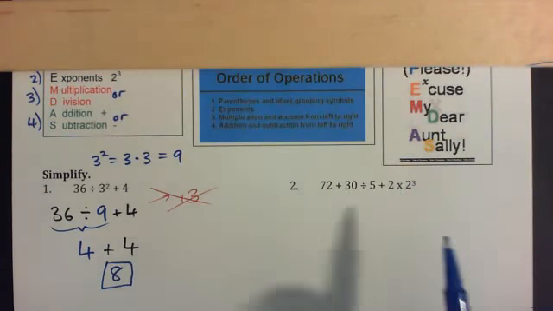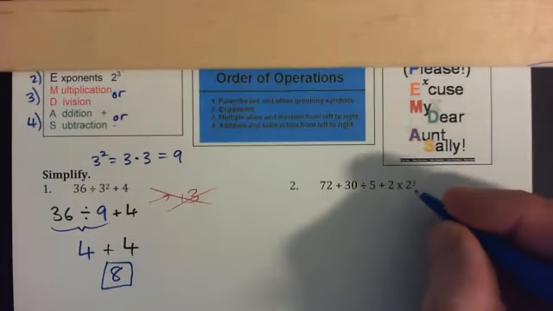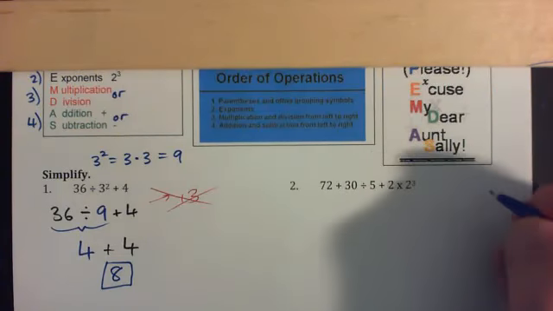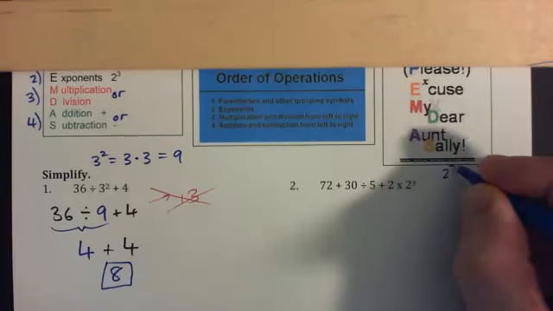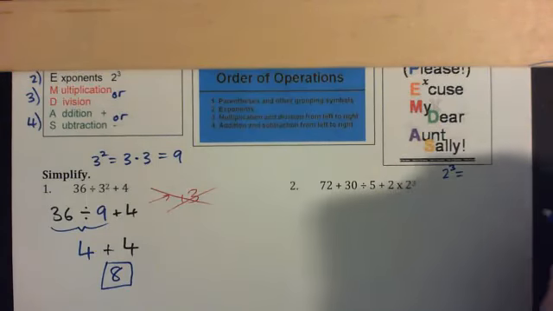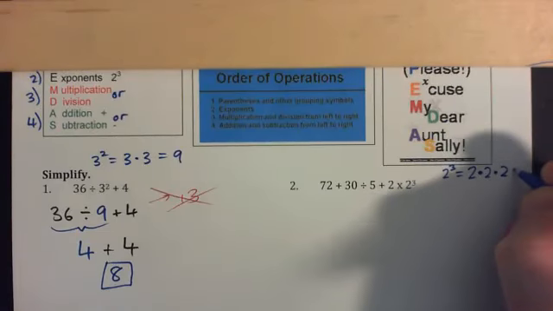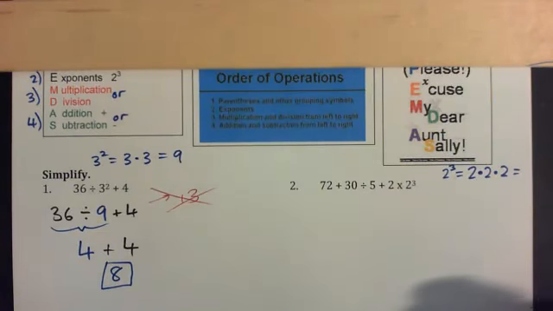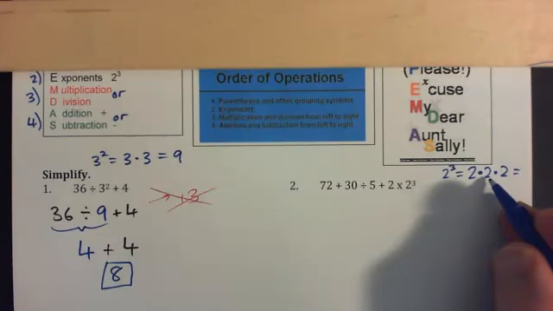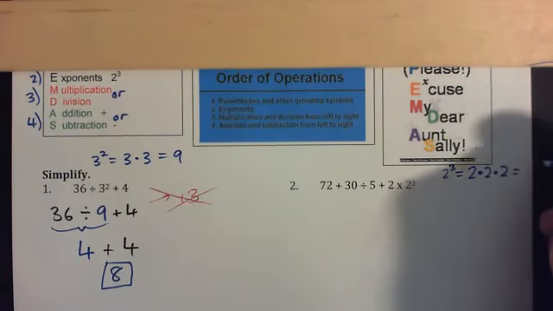So that's the next thing we do. So the next thing we do is 2 cubed. Now, on the side of your page, write this out. 2 cubed is 2 times itself 3 times. 2 times 2 times 2, which is 2 times 2 is 4. 4 times 2 is 8, right?